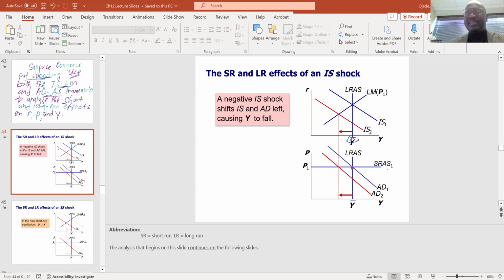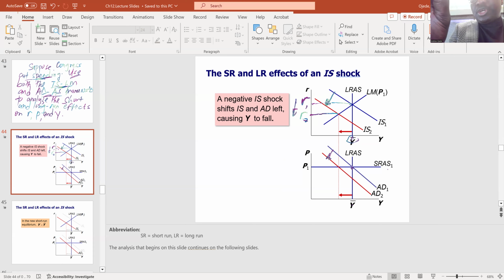And then all of a sudden, we get a negative shock to aggregate demand. Government cuts spending. So we know that the IS curve is going to shift to the left, and the aggregate demand curve is going to shift to the left as well. So in the short run, you can document the impact right away. This is your initial interest rate, R1. Now, when government cuts spending and the IS shifts to the left, interest rate falls to R2.